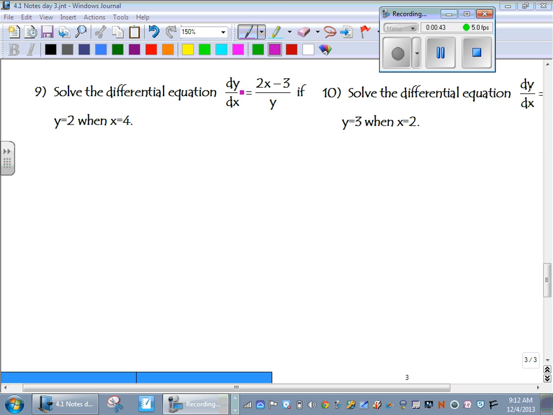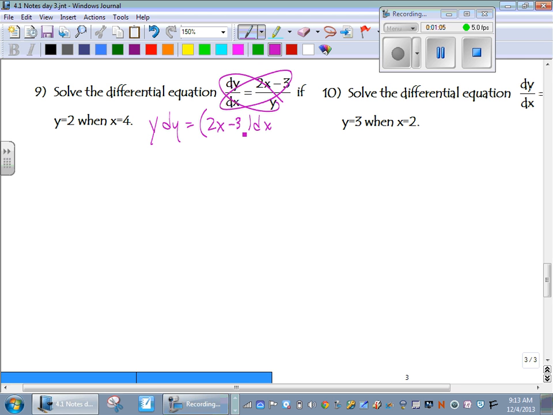So basically in this one, we want to multiply both sides by dx to get the dx over here, and then we want to multiply both sides by y to get the y over here. Another way of looking at it is basically we're just cross-multiplying here. Right, if we cross-multiply, we get y dy equals 2x minus 3 times dx. So now they're separated. Once they're separated like that, we can do the antiderivative of both sides.